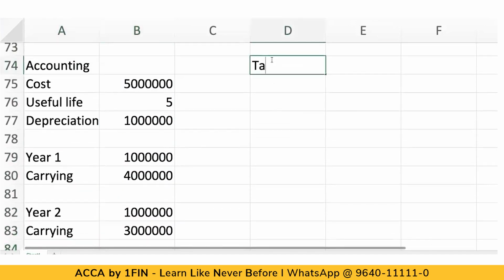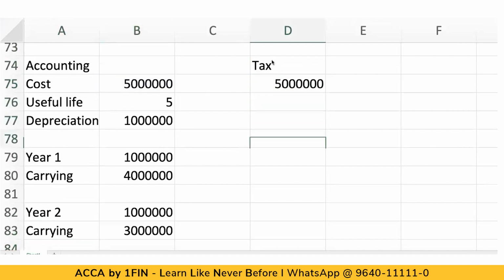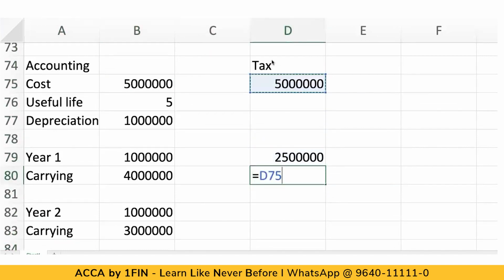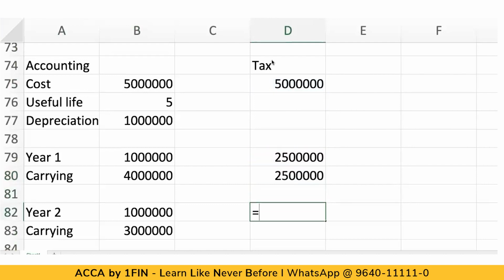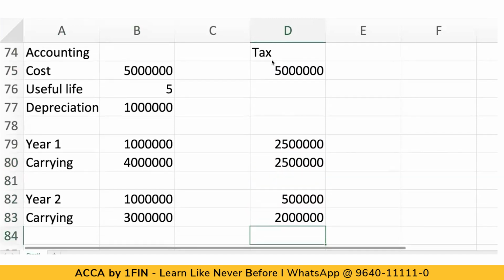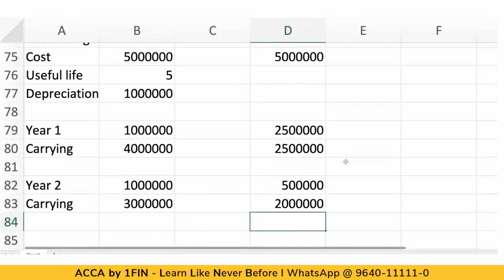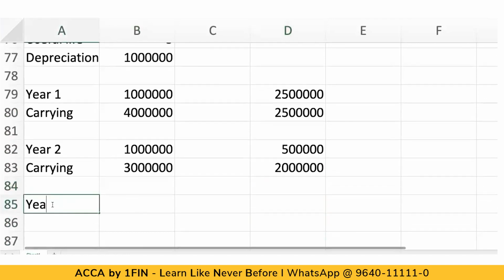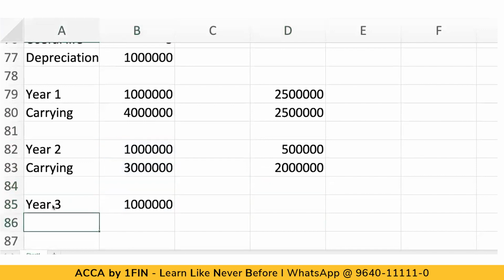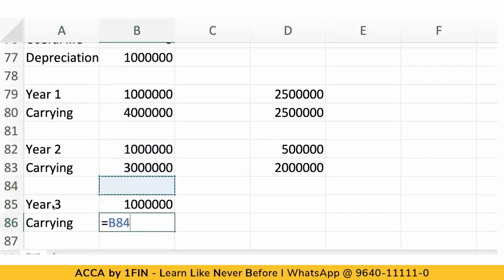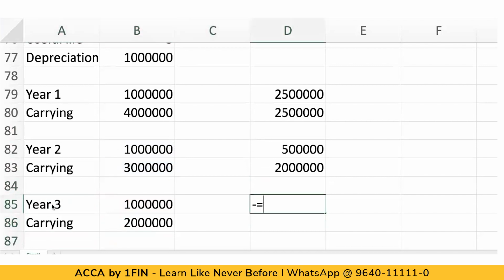Okay. For tax, cost is 5 million. Year 1 depreciation is 50%. Carrying amount is this minus 250. Then year 2, 20% of this. So 50,000. Carrying amount is 2 million. Now, if I calculate for year 3 also, 1 million. Carrying amount is 3 million minus 1 million. Here year 3 will be this into 20%. Carrying amount is 2 million minus this 160.